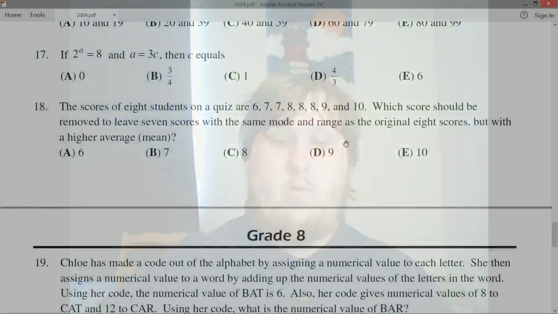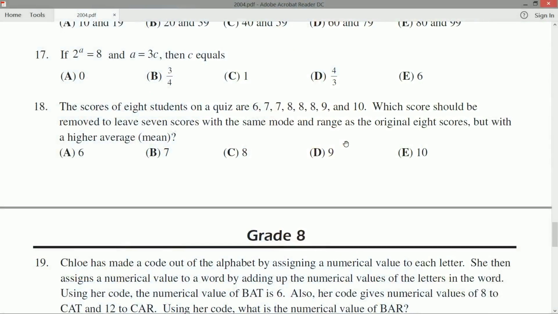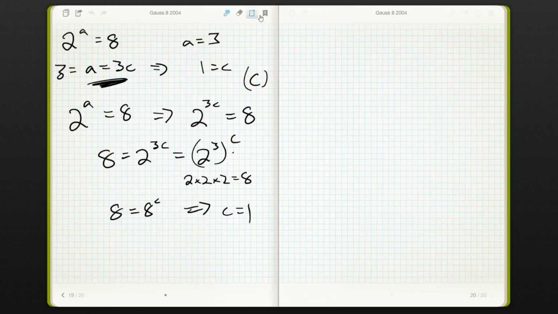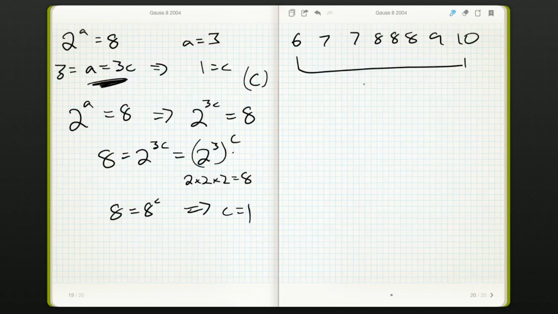So we want to keep the 8s, so already we can rule out taking away the 8. Another thing we can rule out is we can't take out the 6 or the 10. The reason being, if we remove the 6, we'll have a smaller range. So right now, we've got 6, 7, 7, 8, 8, 8, 9, and 10. And that's a range of going from 6 to 10. That's a range of 5 numbers. If I were to get rid of the 6, then 7 to 10 would be the range. If I were to get rid of the 10, 6 to 9 would be the range.